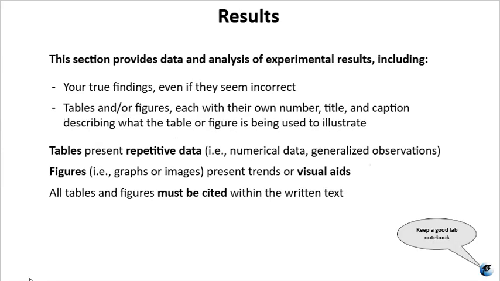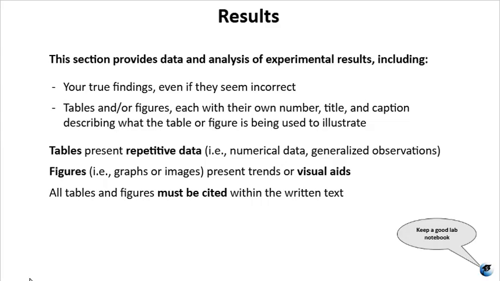The results section is probably the most straightforward part of the lab reports. This is where you present your observations, data, and analysis of the experiments that you performed. The key here is honesty. Include your true findings, even if they weren't what you expected. Remember, unexpected results can often lead to more learning than results that go exactly according to plan.